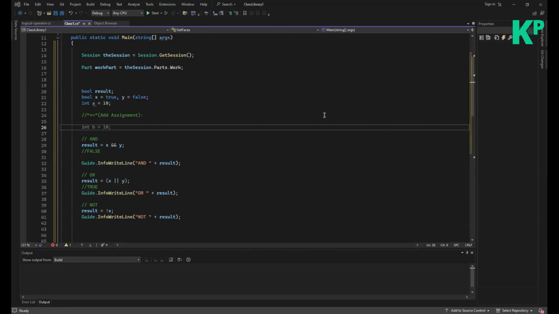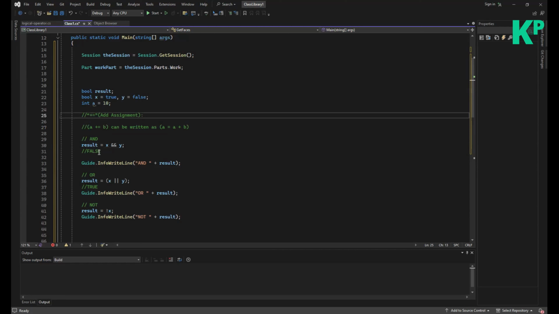Talking about add assignment, we use plus equal to. This can be written like this: a plus equal to b, and it can also be written as a is equal to a plus b. So this is a short form. We can define it this way, but we can also define it the other way. It means that we are adding b to a, and it is an add assignment.